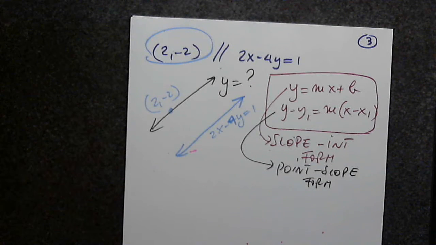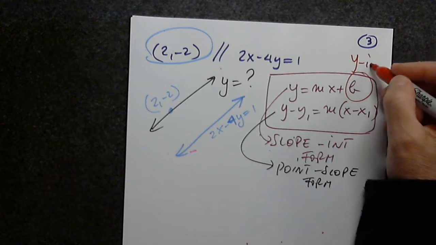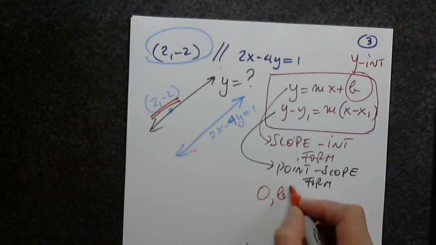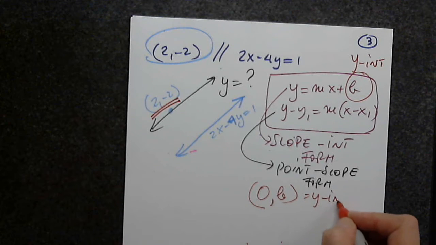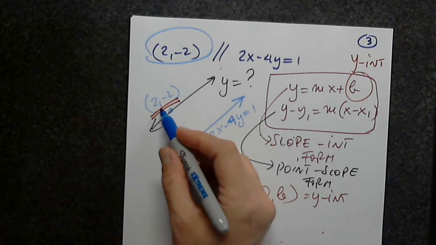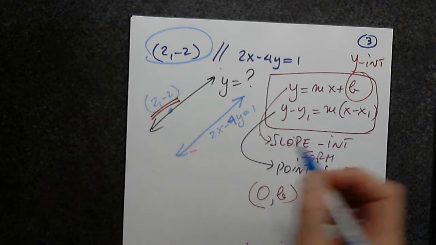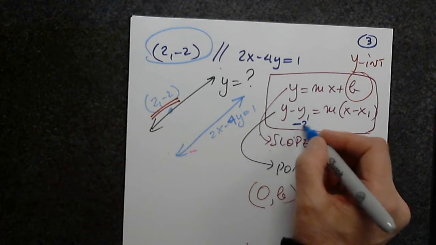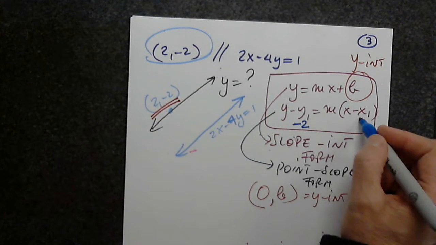Remember, the first one has the y-intercept. This is not a y-intercept. A y-intercept looks like 0 comma a number. So we don't have the y-intercept, and we will be using the second equation. In the second equation, I can put the point because the line passes through this point. So I will have y1, which is -2, and x1, which is 2.